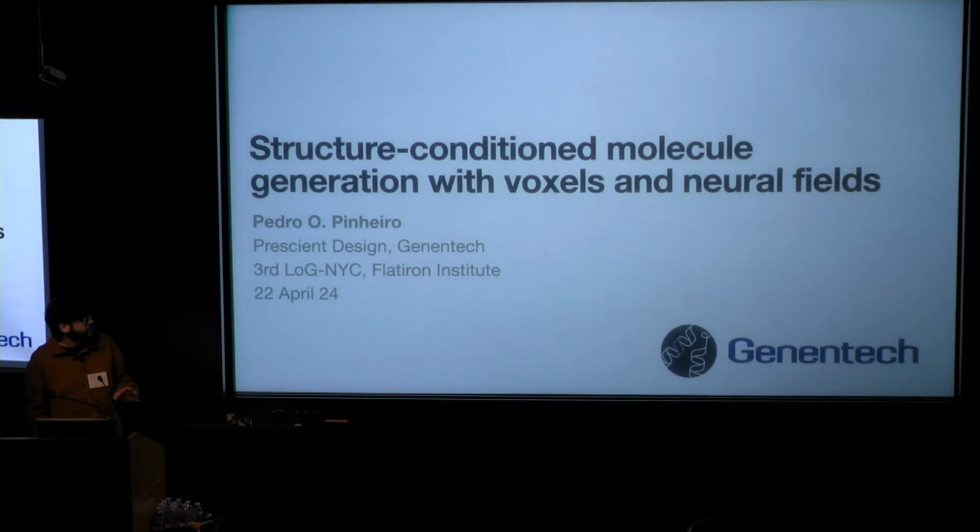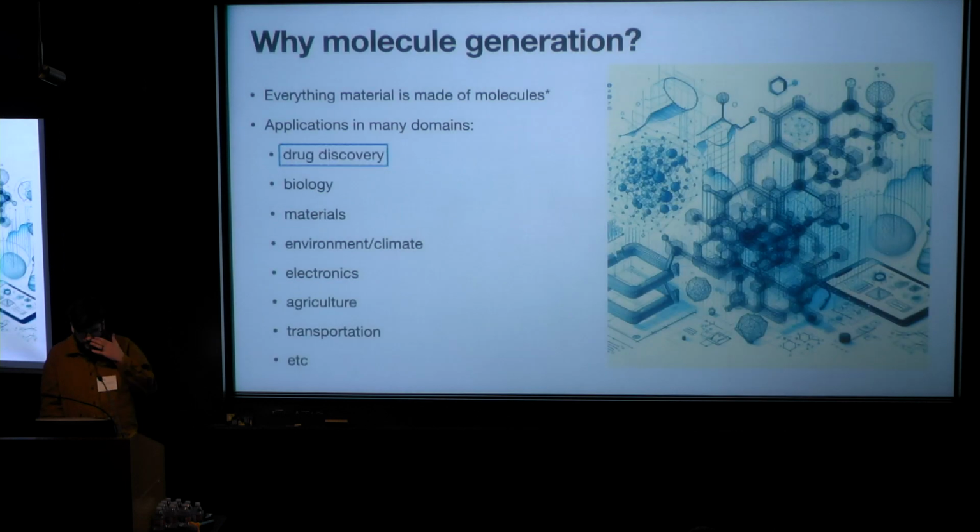This presentation will be much more applied than the previous one, but I hope you can still appreciate it. In particular, we're going to be talking about molecules and different ways we can represent molecules, either as voxels or neural fields, to perform structure-conditioned molecule generation. If you don't know what voxels and neural fields are, those are terms that come from the computer vision community. I hope at the end of the talk you can at least understand what they mean and how we can use them.